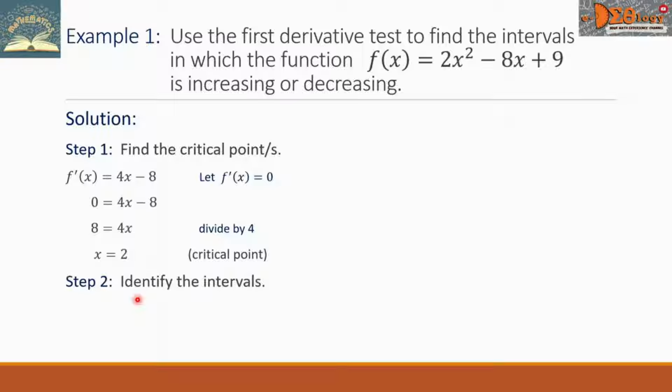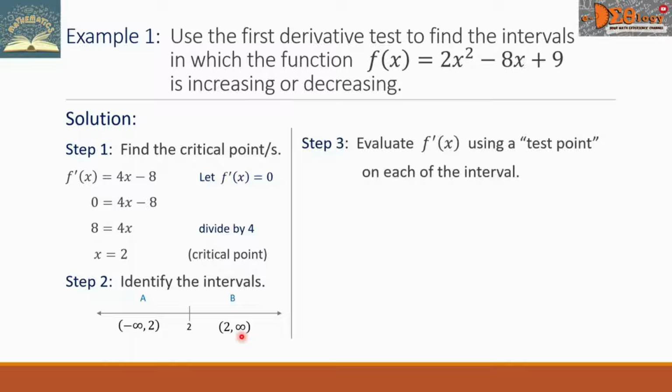Then step 2. Let us identify the intervals. Let us draw a number line and then we assume the location of the critical point. So here it is. Notice that the number line is divided into 2 intervals, interval A and interval B. Let us write the corresponding interval notations for A and B respectively. For interval A, we have from negative infinity to 2. Interval B, from 2 going to positive infinity.